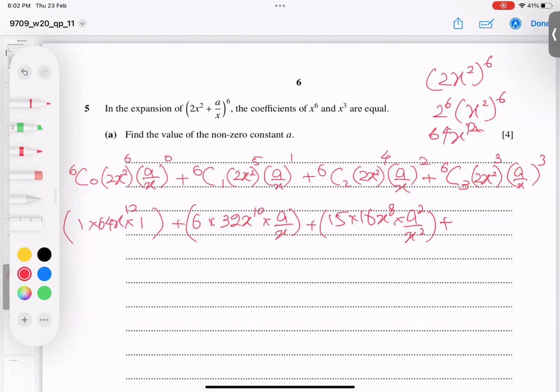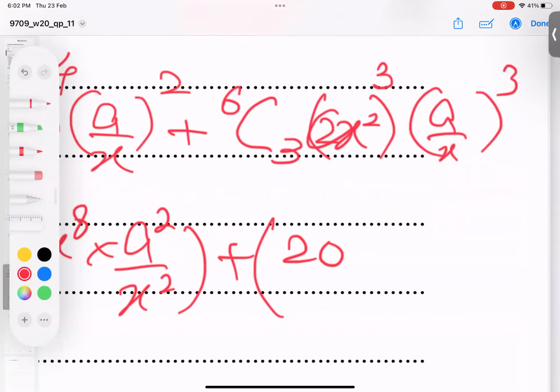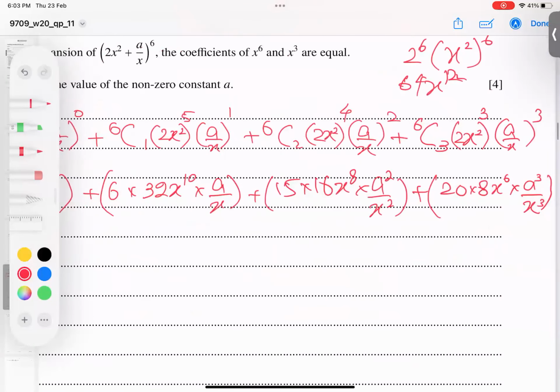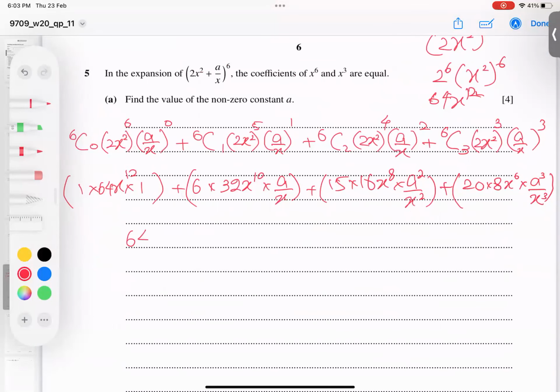And now check 6C3. 6C3 is, you know it, 20. And here 2 to power 3 gives you 8. And power to power multiply, I get x to power 6. And 3 goes to the upper power separately, a to power 3 by x to power 3 down. And now I think I can simplify easily. I got 64 x to power 12. And what is here? 6 twos are 12, 1 carry, and 18, 192. 192 out of x to power 10, 1 x gone, I get x to power 9.